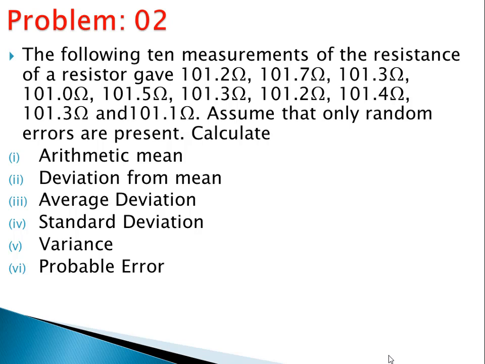Since in this problem there are 10 readings, the method of solution is a little bit different. That means we should draw a table like this. In it we should write the term readings as xn, and the next term, deviation, in which we write two terms, dn and dn square.